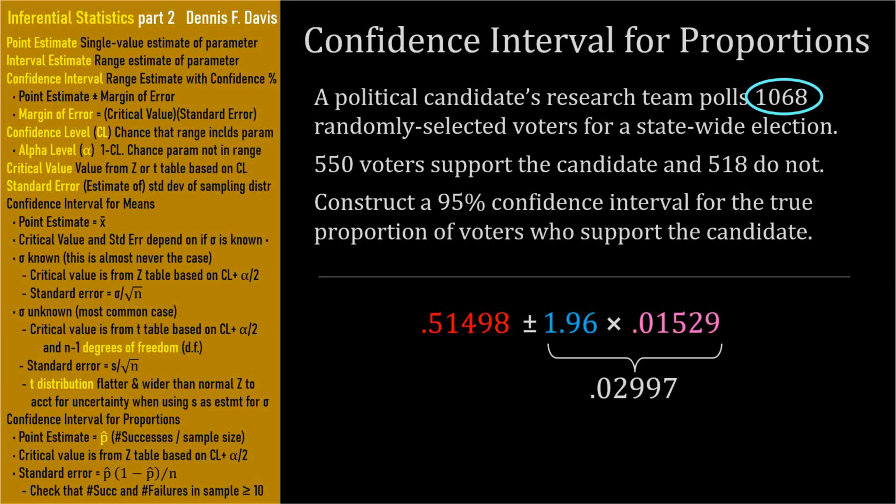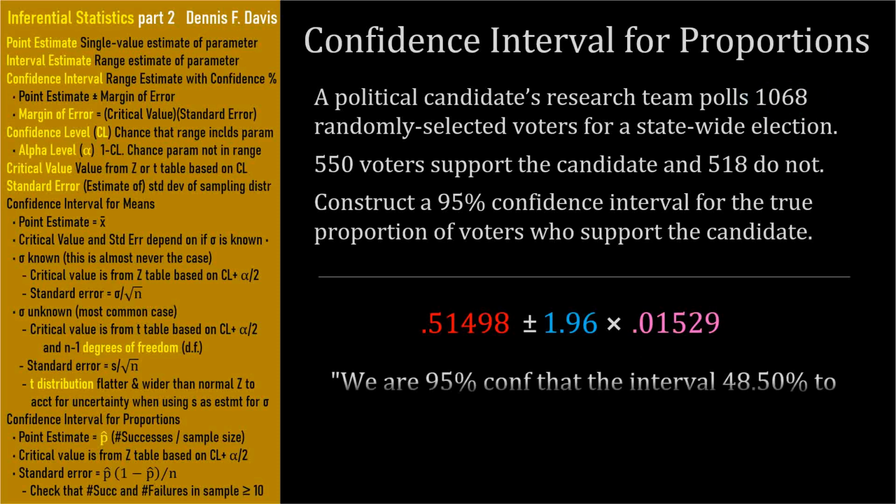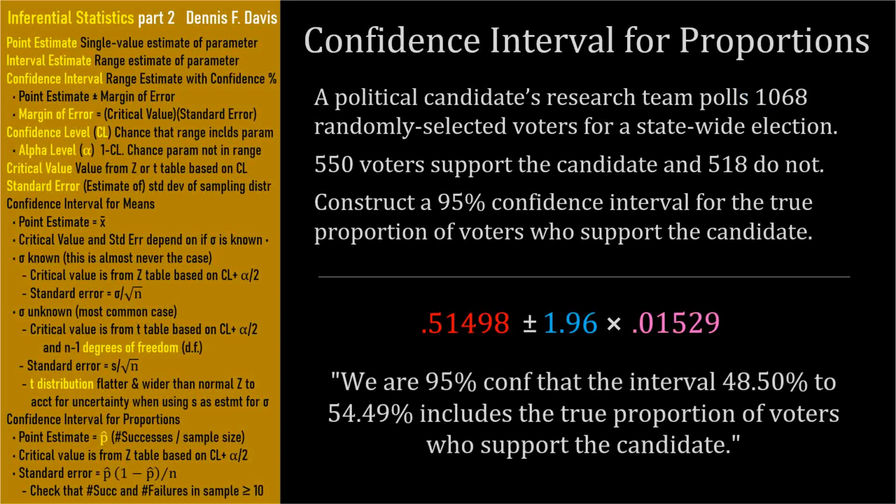It shouldn't be a surprise since we calculated what n should be so that we would have this exact result. And our statement becomes, we are 95% confident that the interval 48.50% to 54.49% includes the true proportion of voters who support the candidate. In political coverage, you'll often hear p hat plus or minus the margin of error, so something like 51.5% with a 3% margin of error.